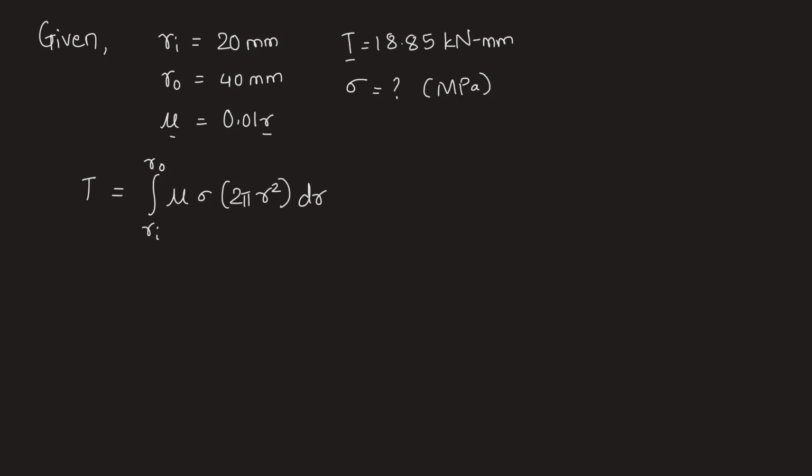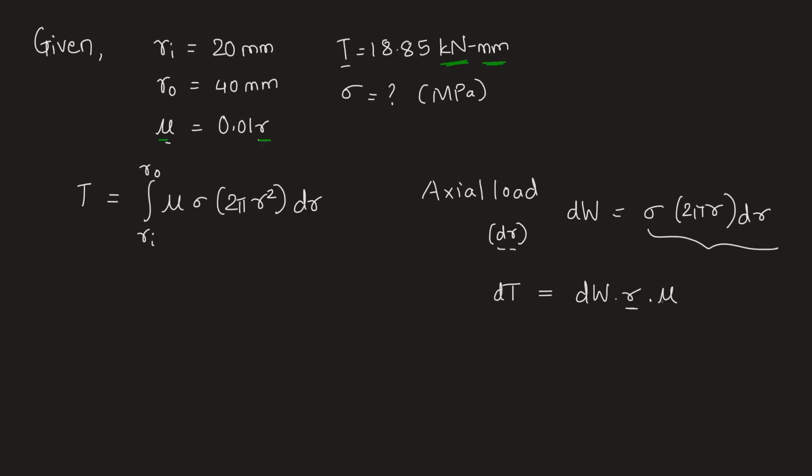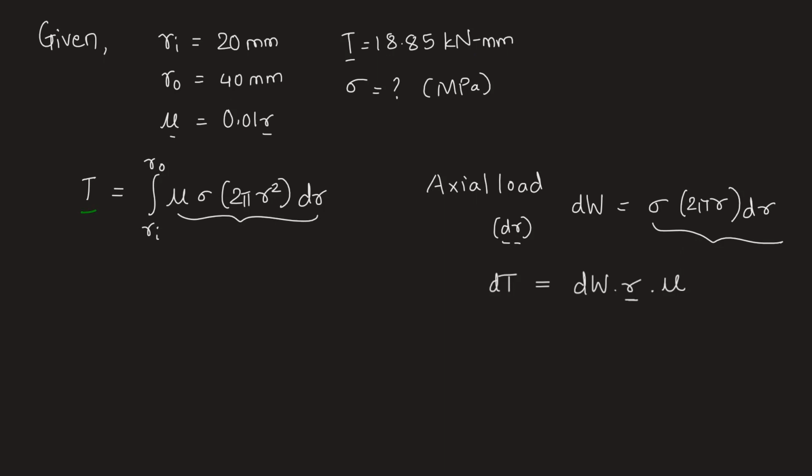This comes from the expression for axial load, because axial load for a small length dr, if we denote it with dw, it is given as pressure sigma into 2 pi r, which is the circumference, into dr, which is nothing but the thickness of the disc that we are considering. So this being the axial load, the torque dt for this small length dr can be then written as dw into r into mu.